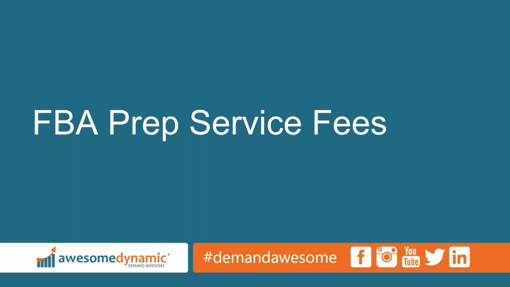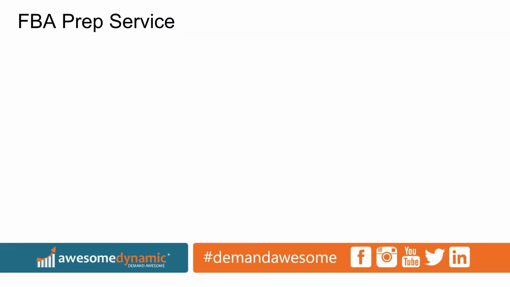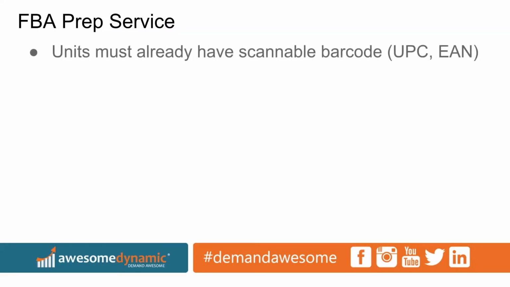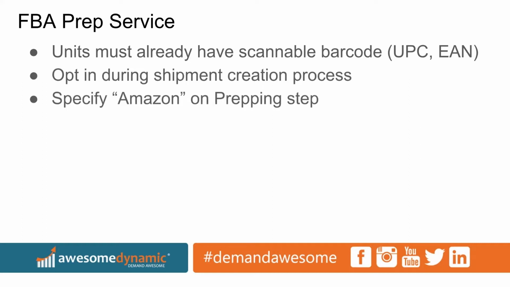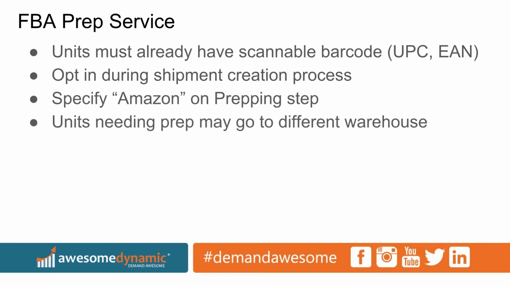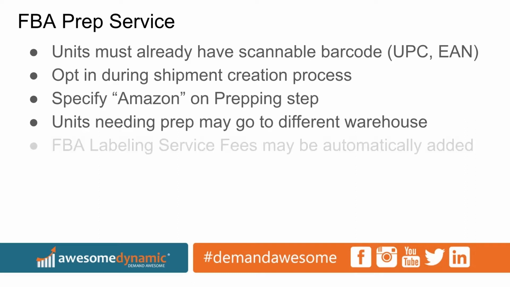Now let's talk about FBA Prep Service fees. In order to qualify for this, just like the label service, your units must already have a scannable barcode, such as a UPC or EAN. And again, you opt in during the shipment creation process. And the way it works, just like the label service, is that you specify you want Amazon to do the prep of your product during that prepping step. Units needing any prep, just like the labeling, may be routed to a different warehouse.